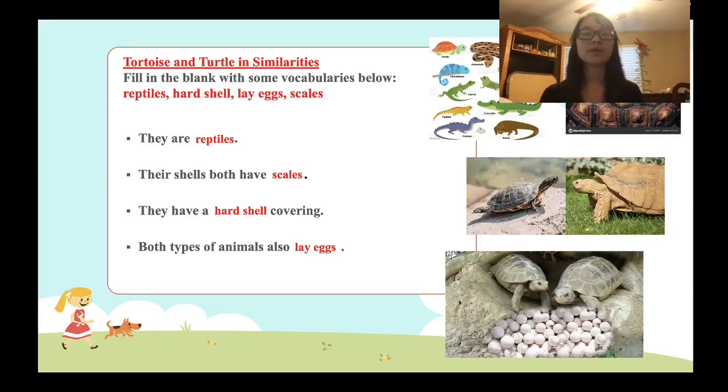I will repeat the similarities again. For the similarities, tortoise and turtle are reptiles. Their shells both have scales. They have a hard shell coloring, and both types of animals also lay eggs. Here are the similarities.